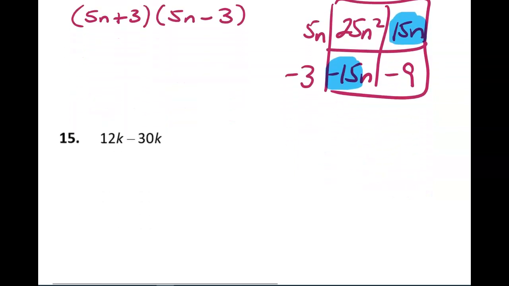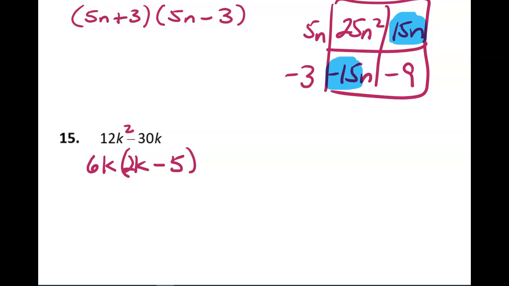This is two terms, but both have a k in them. There's a typo on this one, it looks like. That should be 12k squared minus 30k. Sorry about that. So if we factor out, the largest common factor of 12 and 30 is 6. And then times k, because both terms have a k in them. And then that's times k minus 5.